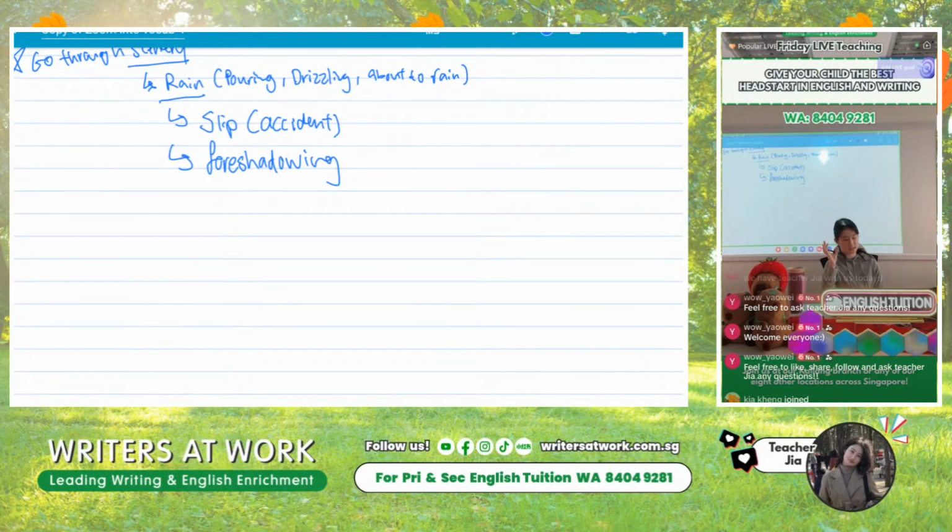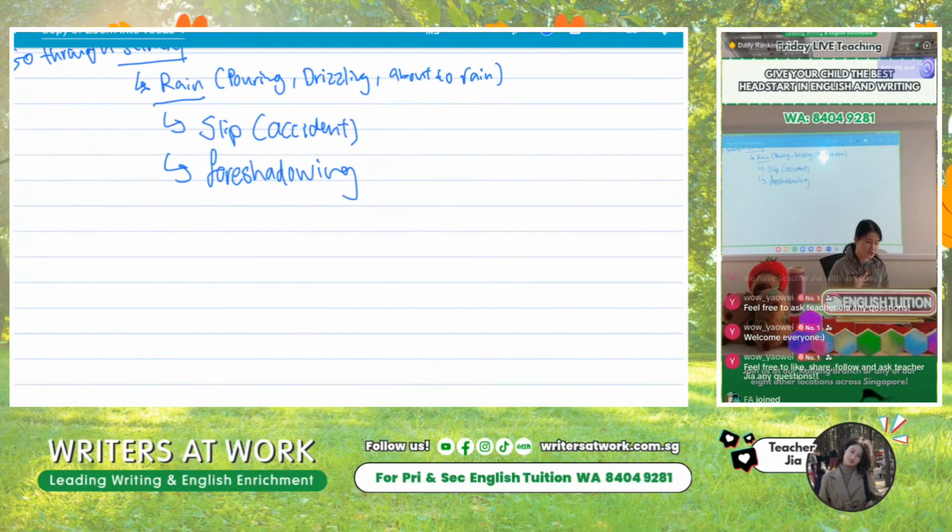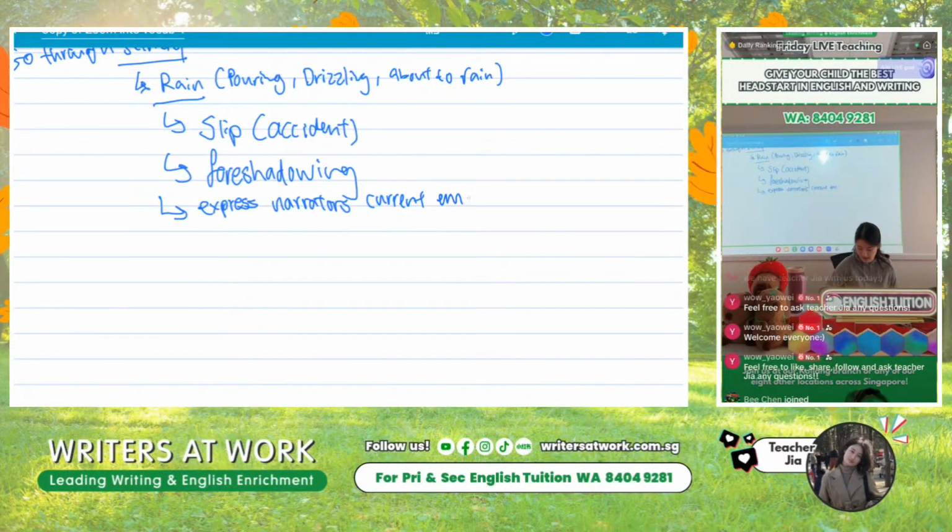The main scene doesn't have to be raining, but you could start your story with rain to foreshadow that something bad is going to happen. Okay, so you could say that the sky is gloomy and that matches my emotions. You could say that the narrator is feeling very down and that's why. So you can use it to express the narrator's current emotions. Okay, so we have all that.